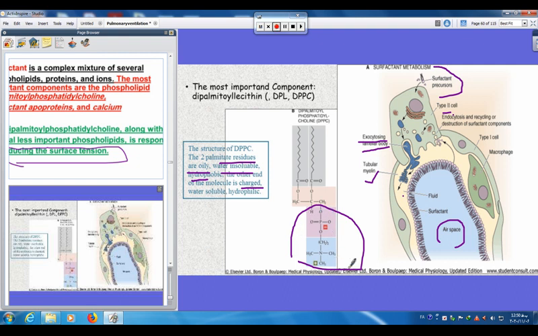This molecule has two sides, hydrophilic and hydrophobic. Hydrophilic is in contact with the water, hydrophobic is in contact with the air, and this prevents the contact of the water with the air. This is very important, okay? You can see this here. Hydrophobic and hydrophilic. Hydrophobic is in contact with the air, and hydrophilic is in contact with the water.